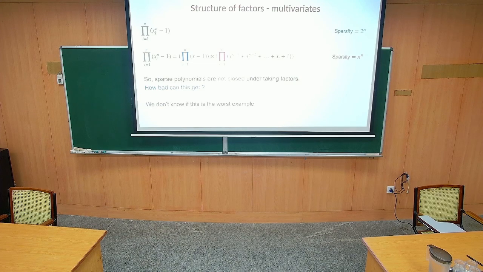And the answer is we don't know. We don't know if this is the worst example. This is the worst example we have, but we don't know if it can get worse. We don't have things where the growth is more. Or we don't even know if there are fundamentally different bad examples. Basically, all the bad examples that I know of are based on the phenomenon that happened here.